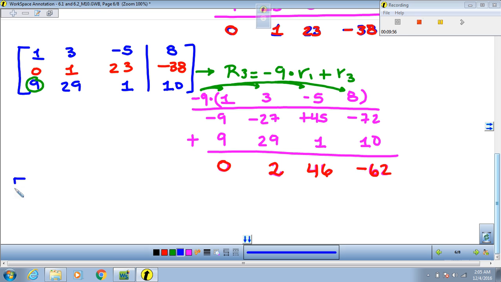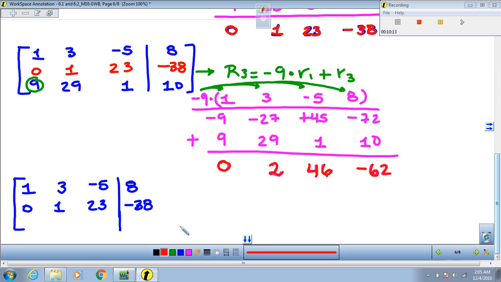So here, first row, it's not changing, so we're going to rewrite it again. Second row, right now, it's not what we changed. We changed row 3. So 0, 2, 46, negative 62.